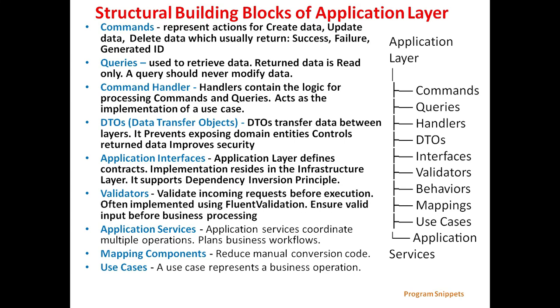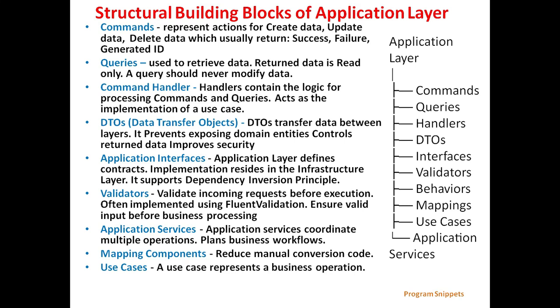Then validators. They validate incoming requests before execution, often implemented using fluent validation, which ensures valid input before business processing. Then application service. Application services coordinate multiple operations. They plan business workflows. Then mapping components. They reduce manual conversion code. And use cases, which represent a business operation.